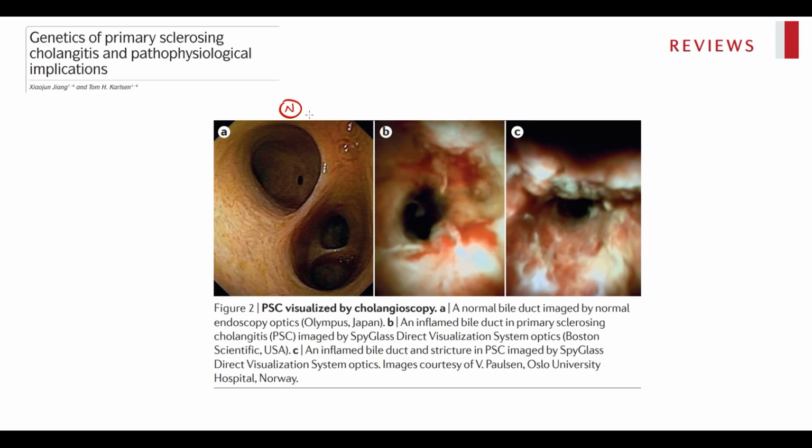Here we can see normal bile duct, and on the next two images we can see inflamed bile ducts with progressive sclerosis. Eventually, on image C, we can see that sclerosis causes formation of a stricture, which will cause significant decrease in bile outflow. What are the clinical consequences of this stricture formation?